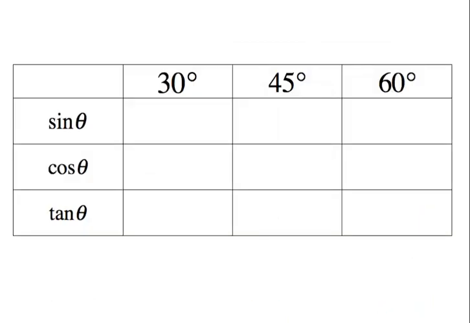We can also summarize them in a table like this, which you might find easier to remember. So sine of 30 degrees is a half, cosine of 30 degrees is root 3 over 2, and tan of 30 degrees is 1 over root 3. Again, remember we said tan theta is equal to sine theta over cosine theta, and you can see that relationship here. 1 over 2 divided by root 3 over 2, you'd flip this and multiply and get that.